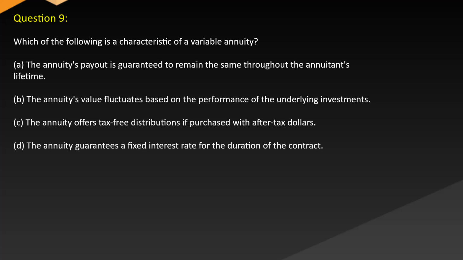Question 9. Which of the following is a characteristic of a variable annuity? A. The annuity's payout is guaranteed to remain the same throughout the annuitant's lifetime. B. The annuity's value fluctuates based on the performance of the underlying investments. C. The annuity offers tax-free distributions if purchased with after-tax dollars. D. The annuity guarantees a fixed interest rate for the duration of the contract.